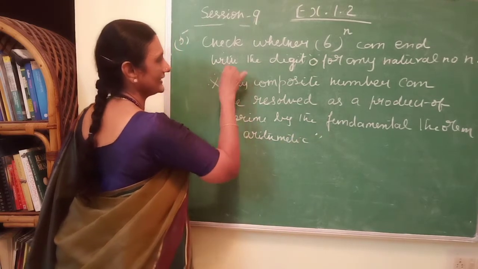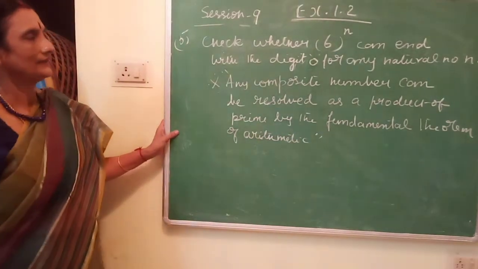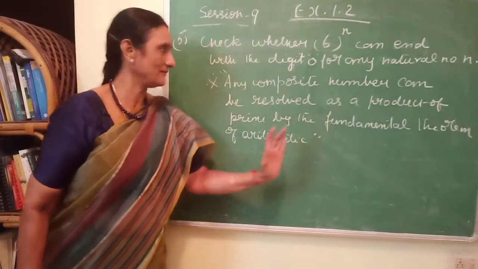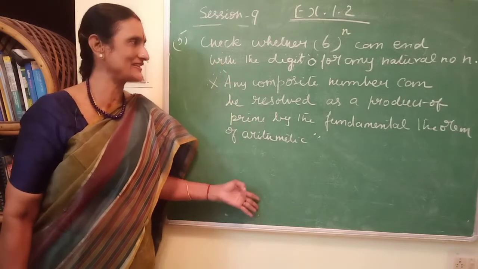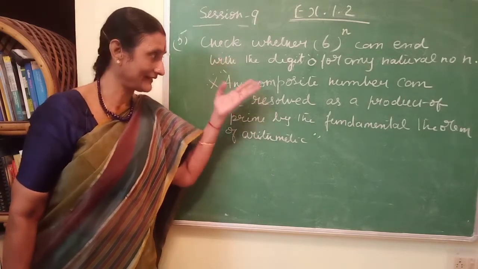So I will write here in inverted commas: Any composite number can be resolved or can be written or can be factorized or can be written as.